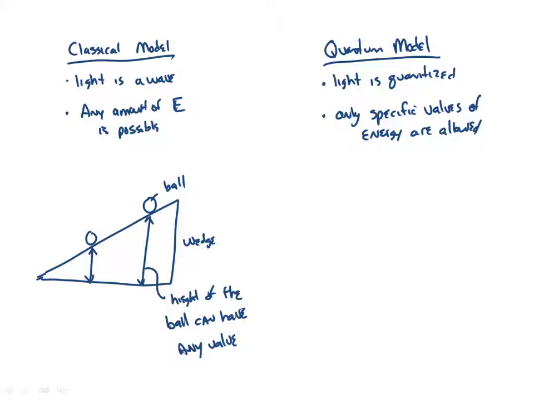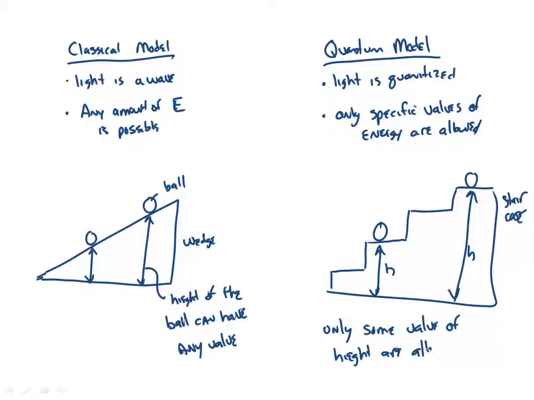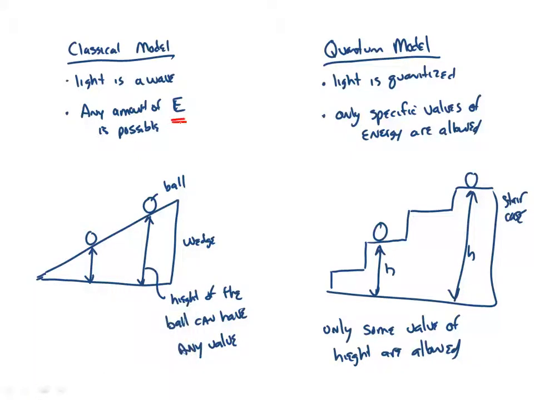What Planck's saying is that no, the ball can't have any height. It's more like the ball is on a staircase. And so here's my staircase. It's lovely. And so the ball can only have some values of height. Only some values of height are allowed. Or remember, we're really using this as an analogy for energy, and so classical says any amount of energy is available. Quantum mechanics says only specific values are allowed.